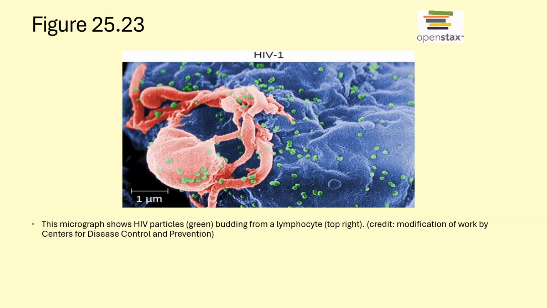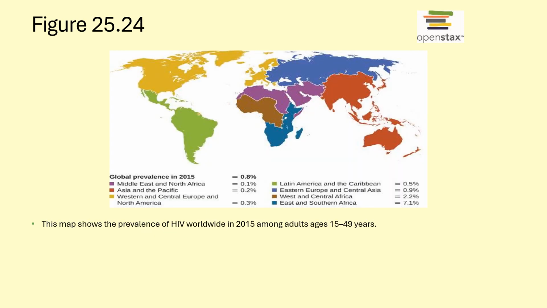So this is showing the HIV particles. That's what all those little green dots are. They're coming from a lymphocyte and starting to spread. This map shows prevalence of HIV. This is from 2015.